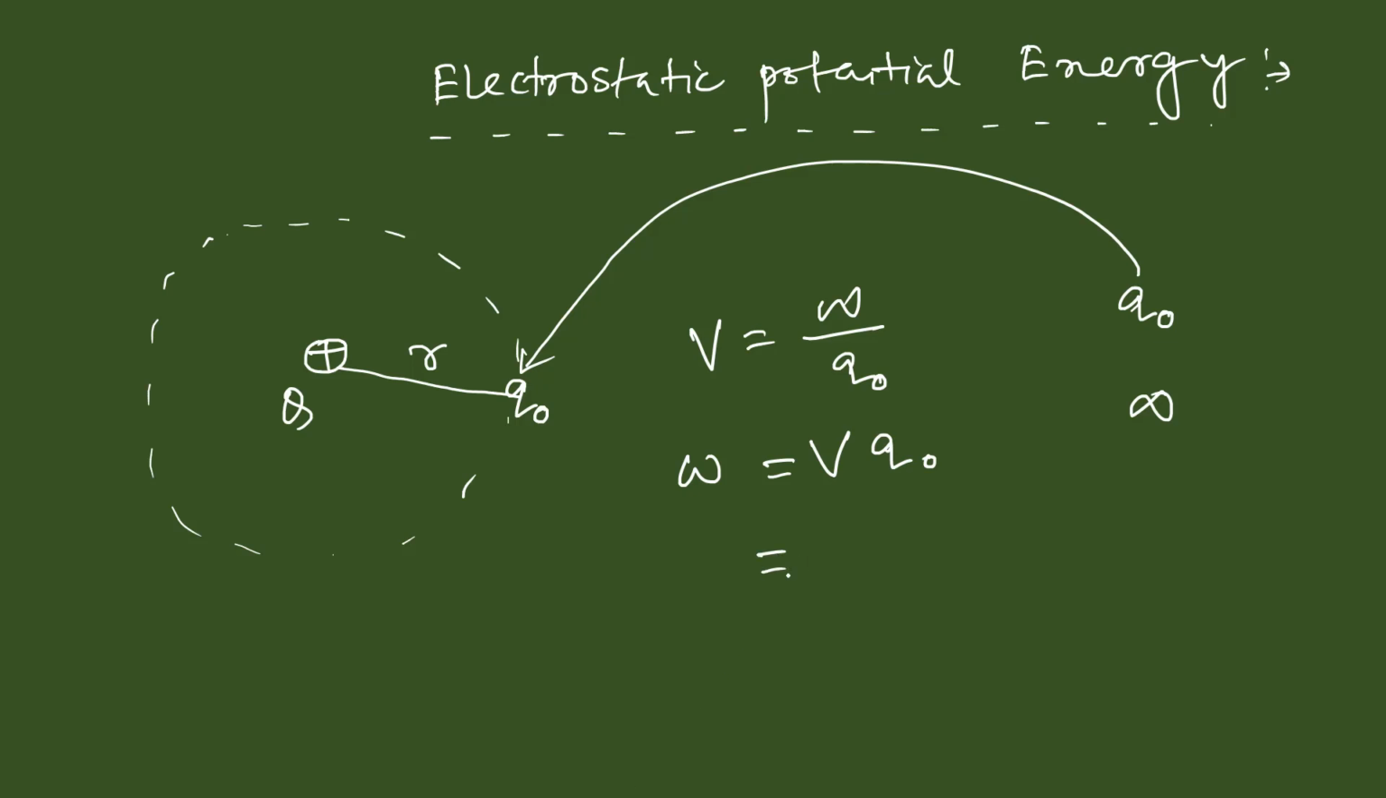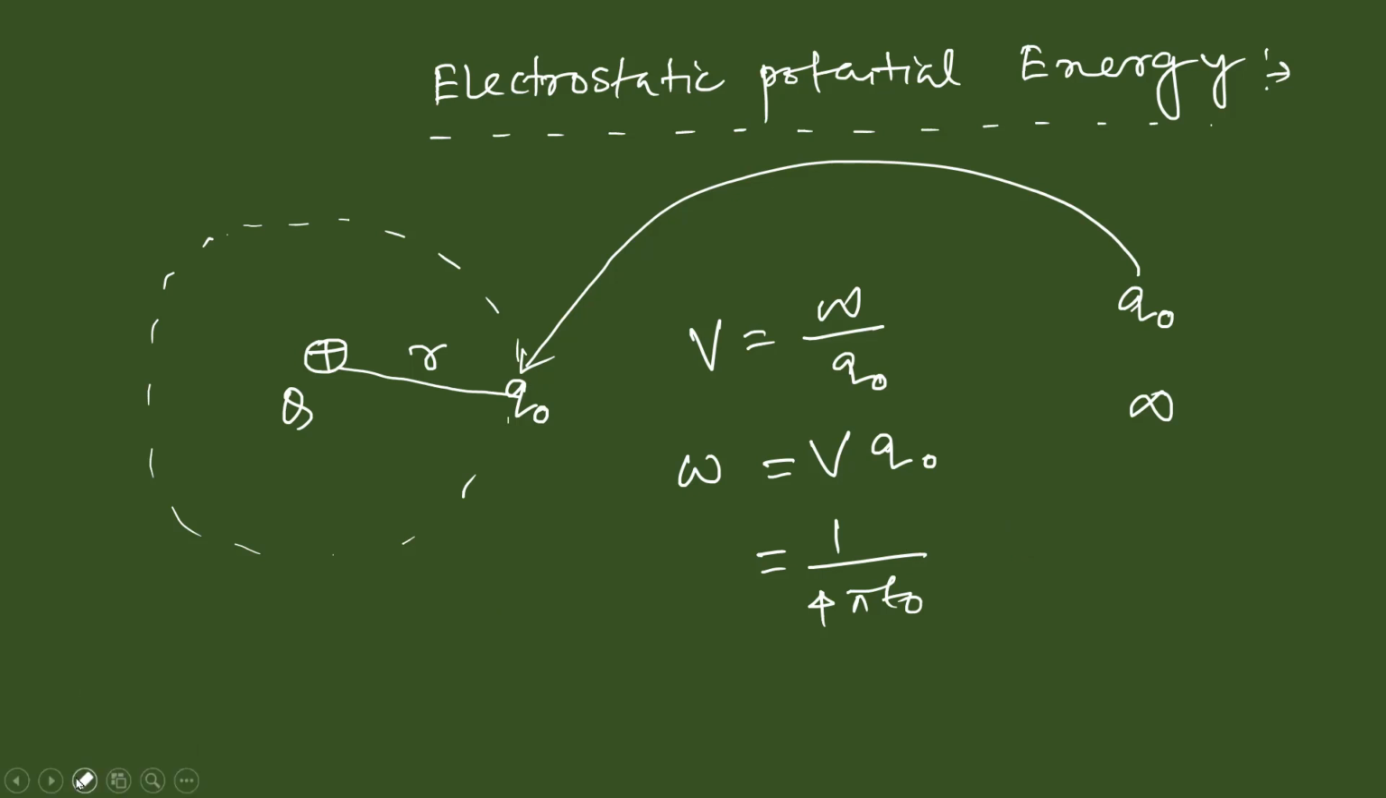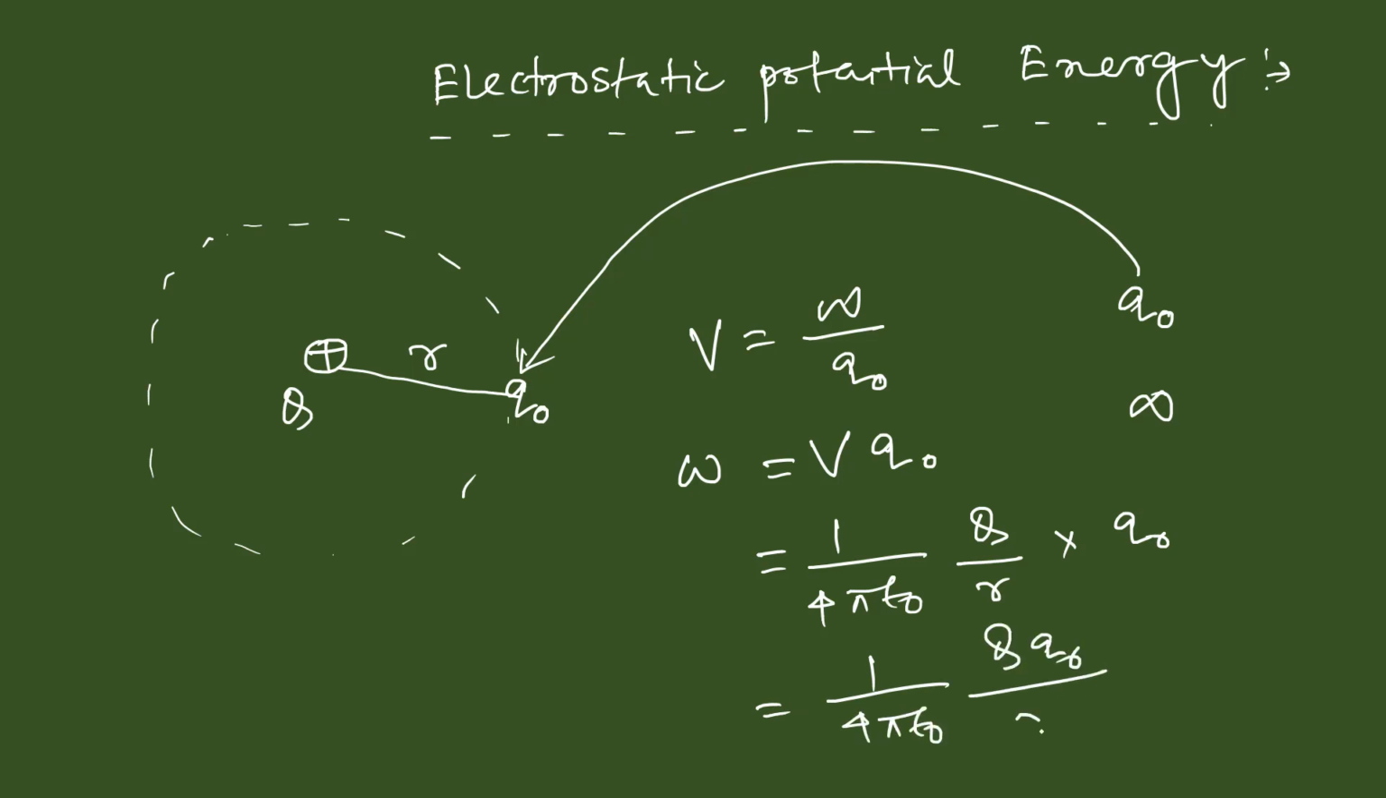Now, what will be the expression of electric potential? The expression of electric potential is 1 by 4 pi epsilon naught, of capital Q divided by R, and it is multiplied by Q naught. So the total work done is 1 by 4 pi epsilon naught, Q multiplied by Q naught divided by R. This is the expression for work done in bringing the charge from infinity into the electric field.